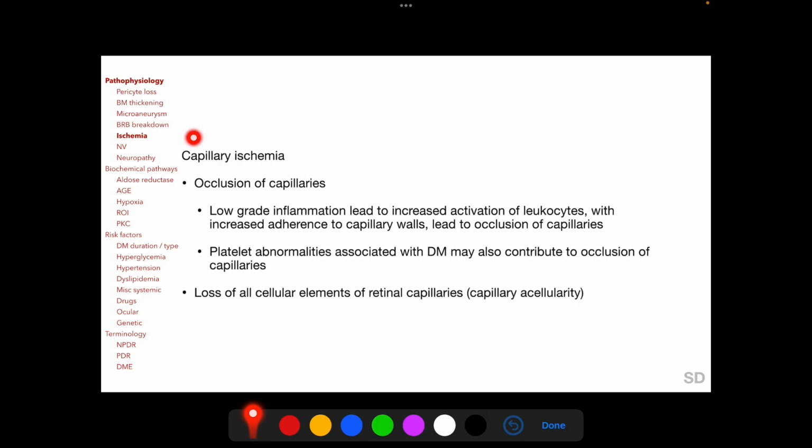As we have mentioned, capillary ischemia is another cause of vision loss in diabetic retinopathy, both when it involves the foveal region itself as well as when there is extensive peripheral retinal capillary occlusion leading to neovascularization. And capillary ischemia in diabetic retinopathy may occur due to occlusion of capillaries because of low-grade inflammation leading to increased activation of leukocytes with increased adherence of these cells to the capillary walls, as well as platelet abnormalities which are known to occur in diabetes mellitus. The other cause of ischemia is loss of all cellular elements of retinal capillaries, which is called capillary acellularity.